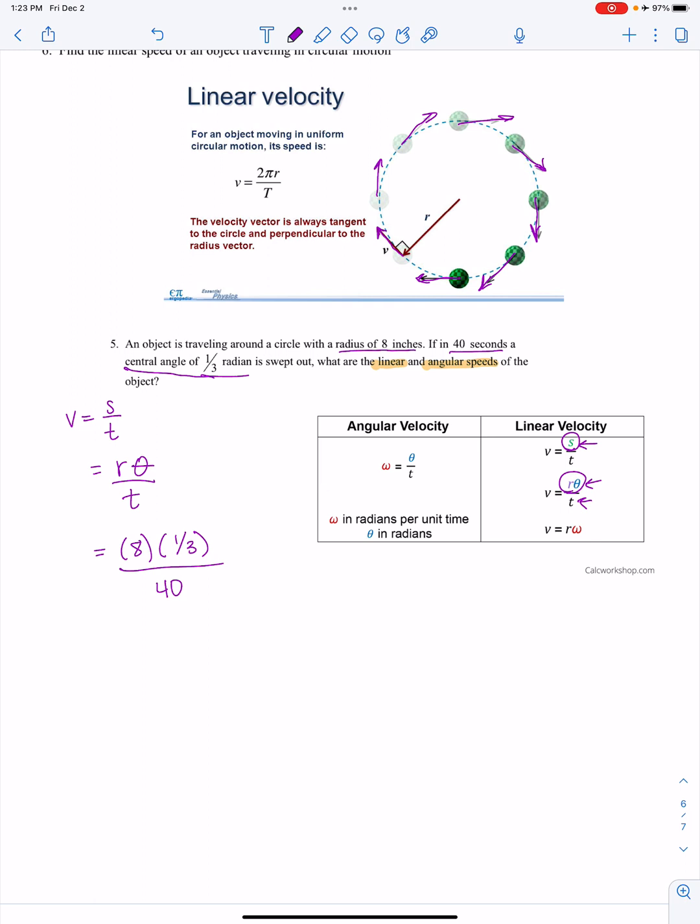Now if we do 8 times 1/3 divided by 40 and put that in our calculator, we're going to get something similar to 0.067. Now we were looking at speed. This was our linear speed, our linear velocity. So we measure speed in distance and time. This is measured in inches and seconds. So we have gone 0.067 inches per second.